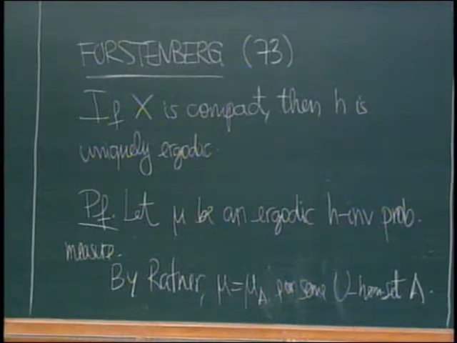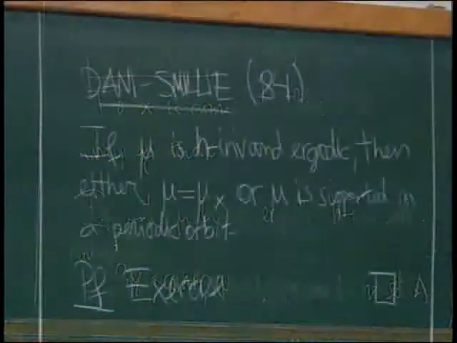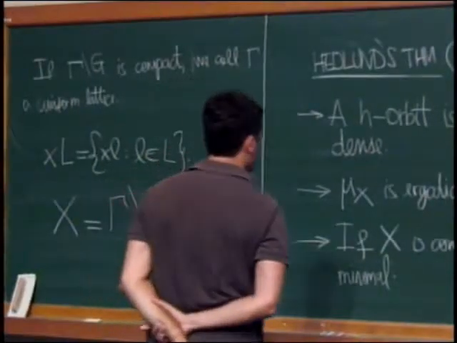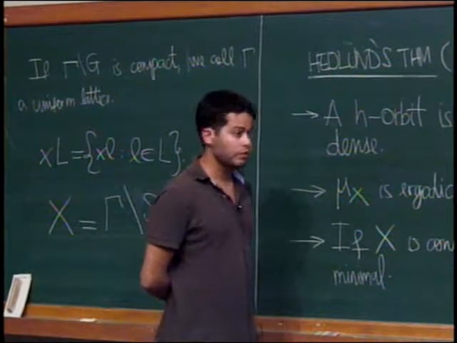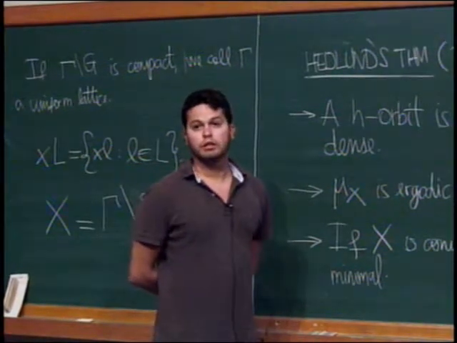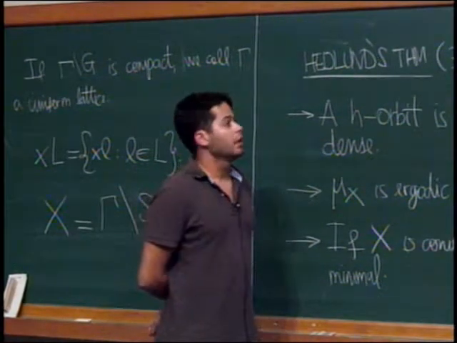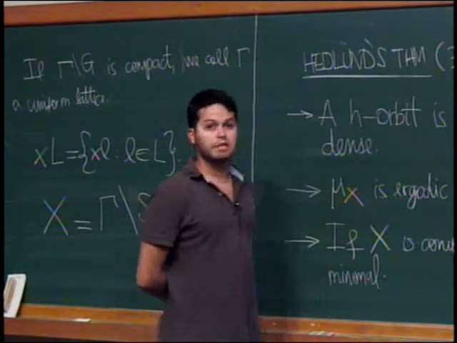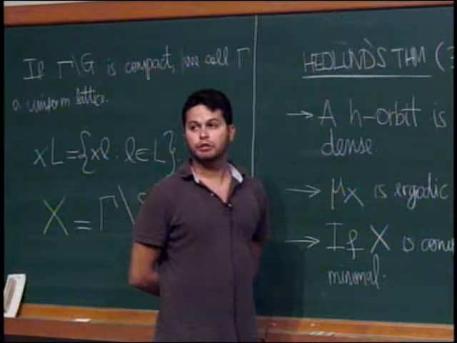Okay, so what do I want to do today? What I want to do today is to prove that the geodesic flow and the horocycle flow are ergodic with respect to Haar measures. And actually we are going to prove more. We are going to prove that they are mixing with respect to the Haar measure.